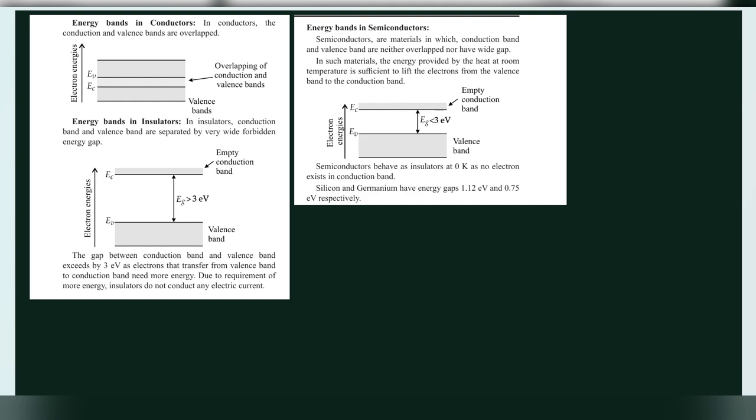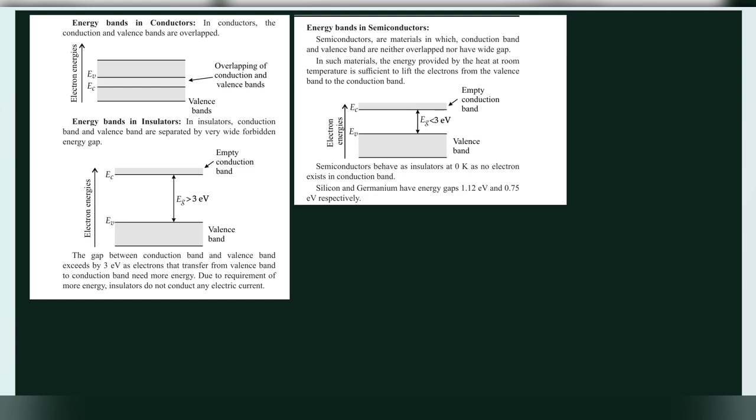What are energy bands? Energy bands are different energy levels in any crystalline material or solid substances. There are three types of energy band: conduction band, valence band and forbidden energy band. All free electrons are present in the conduction band and the valence electrons are present in the valence band.